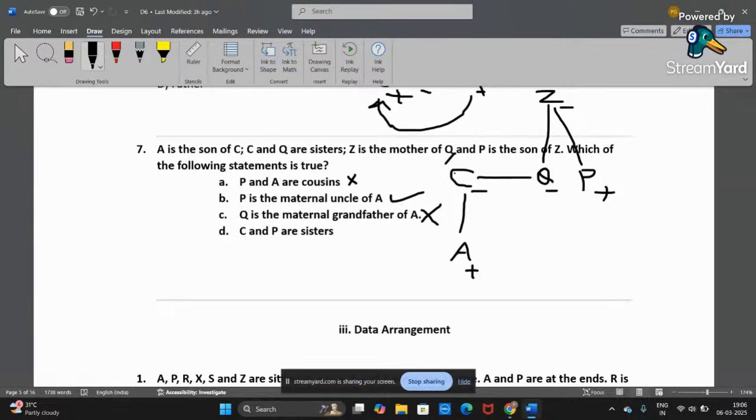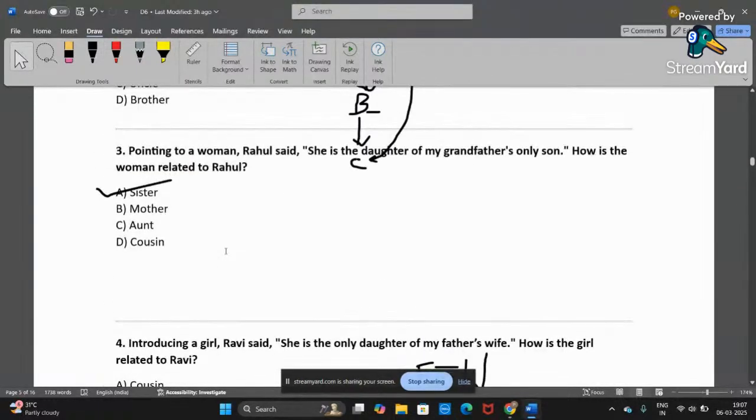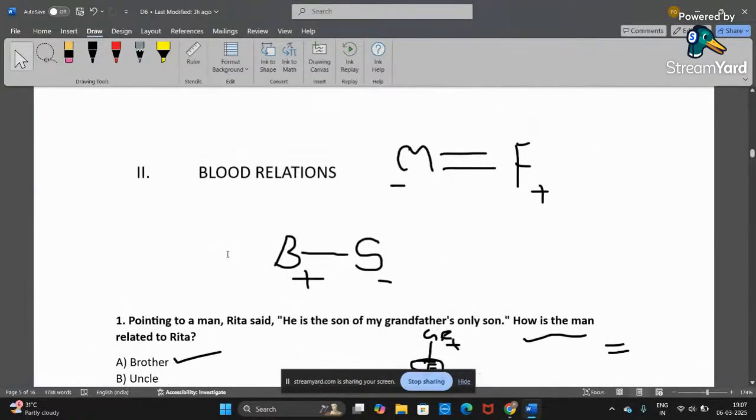Then, C and P are sisters. No, C and Q are sisters. C is sister here, it is indicated with minus. P is brother here. So even this option is wrong. The correct answer is B. These are the type of questions we can get in aptitude based on blood relationship.